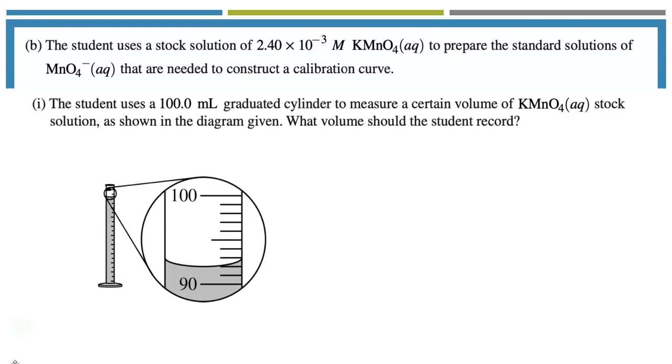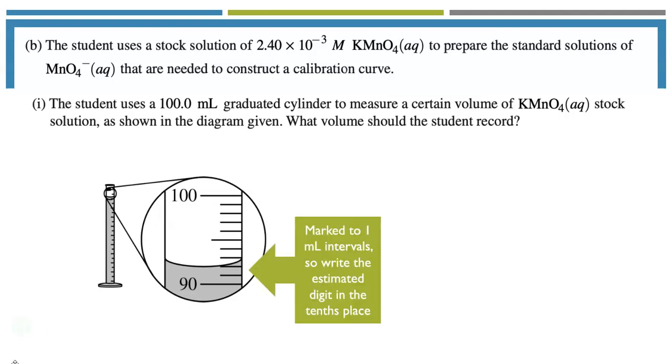Now, AP Chemistry students should be able to read lab glassware and measure things precisely. What we see in this picture of the graduated cylinder is that it's marked to 1 mL intervals. And so that means we need to add one more digit for our estimated value. So our estimated digit would be in the tenths place. I see that the bottom of the meniscus is right on that 92 line. So I'm saying that you should record this as 92.0 milliliters.